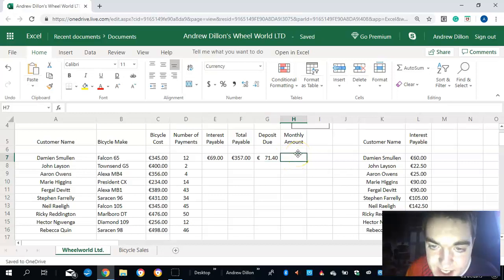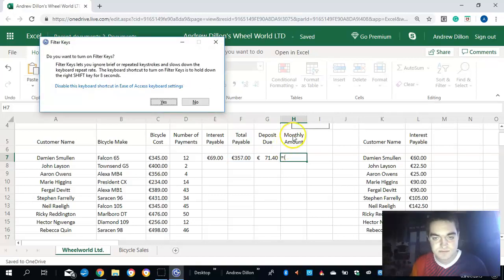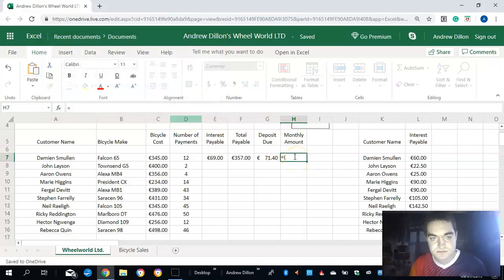Now we're going to do the monthly amount. Equals F7 minus G7 bracket and divide that by the number of payments, which is D7. F7 take away G7 bracket, divided by D7.